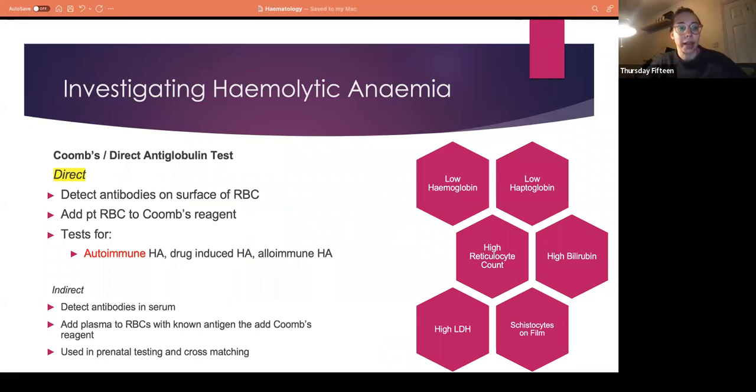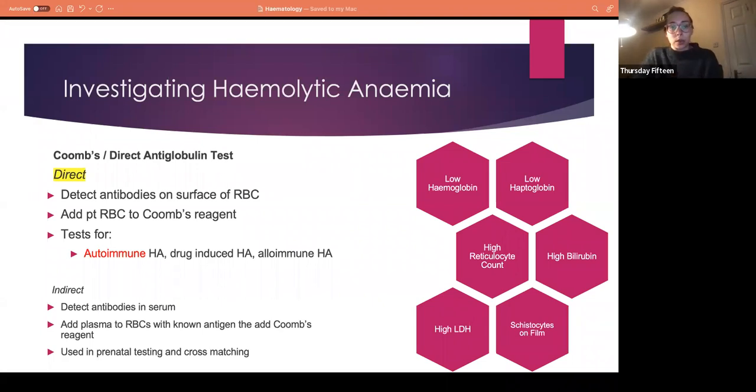That's important to distinguish. When you investigate it, you can do a Coombs test. That's quite important in getting the answer to this question, because it tells you whether the hemolytic anemia has an autoimmune cause or not. You do the direct Coombs test, which will detect the antibodies on the surface of the patient's red blood cells. You add a patient's red blood cells to this Coombs reagent, and it will be positive if that patient has autoimmune hemolytic anemia, drug-induced hemolytic anemia, or alloimmune hemolytic anemia. The indirect Coombs test, you use in prenatal testing when you're doing retesting or cross-matching for blood types.